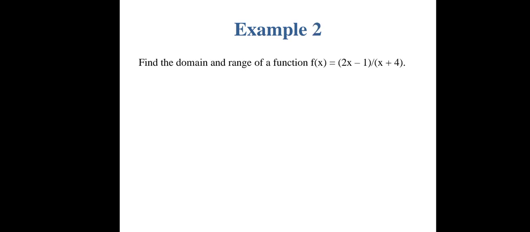Take one more example. Here also we have to find the domain and range of a function. The function is 2x minus 1 divided by x plus 4. Here we have x plus 4. Here x indicates the input value and y indicates the output value. Equate x plus 4 to 0. Then we can take x equal to minus 4.